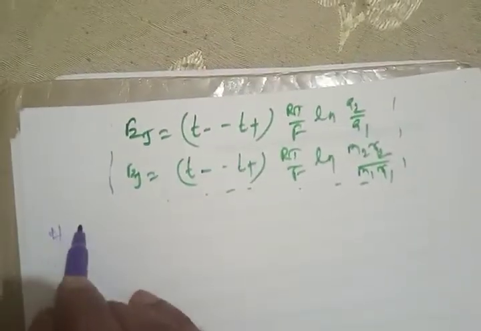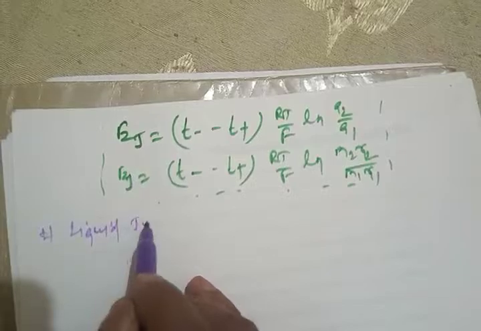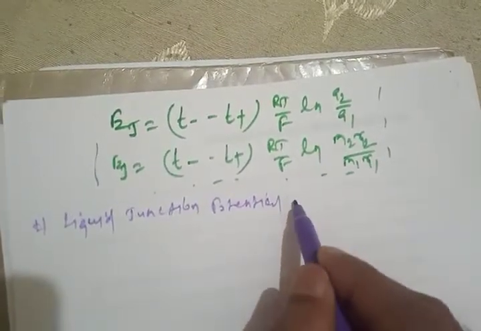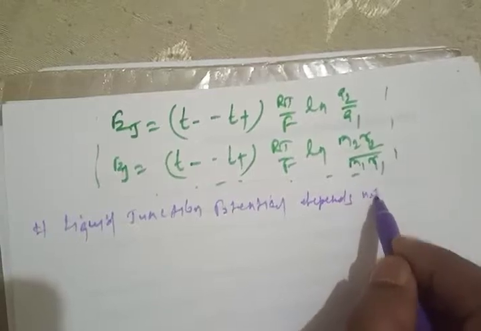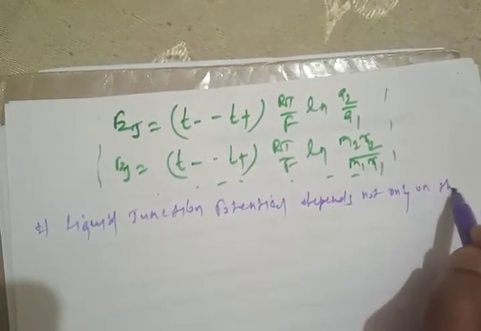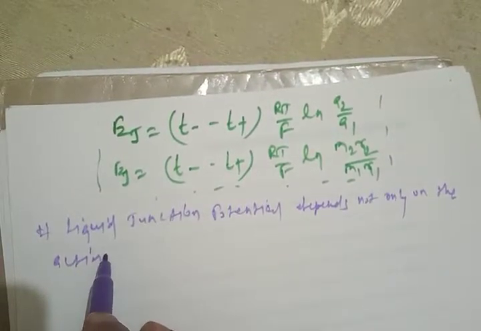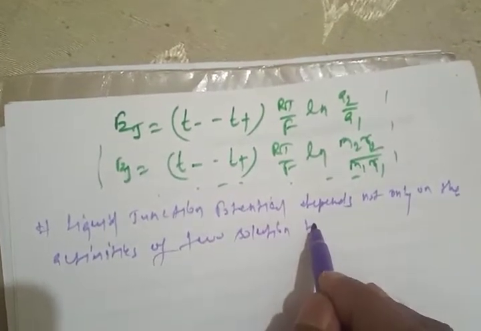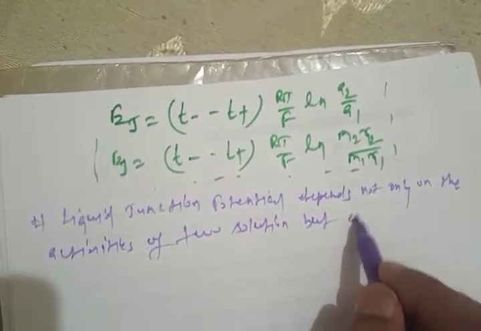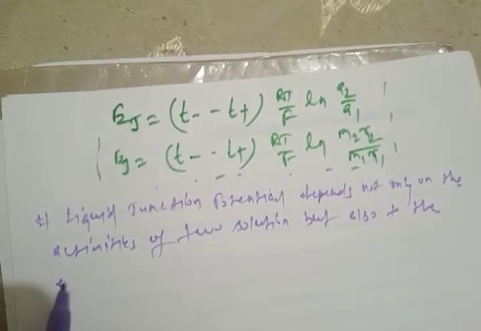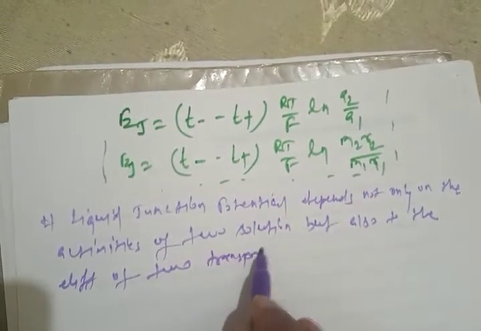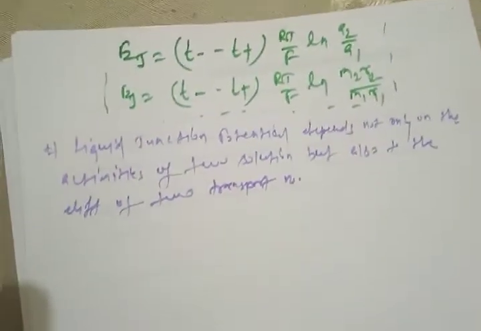Okay, so information: first, liquid junction potential depends not only on the activities of two solutions but also on the difference of two transport numbers. Then we'll check the cases.